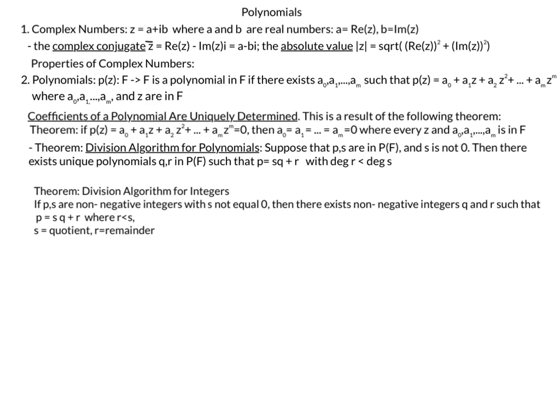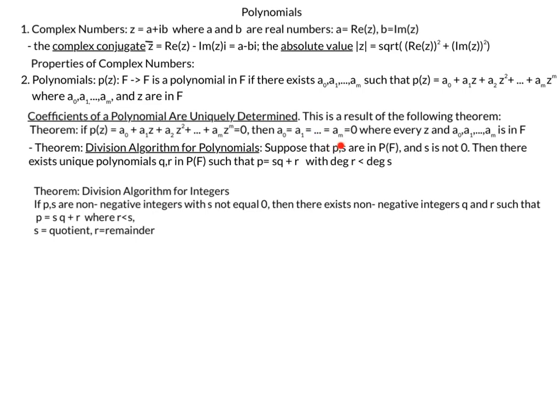And the division algorithm for integers says if p and s are non-negative integers with s not equal to 0, then there exist non-negative integers q and r such that p is equal to s times q plus r, where r is less than s. Usually we say q is the quotient and r is the remainder. So in other words, if we have p and s, we can divide p by s, get our quotient q, and we might have a remainder. So that's the same thing here.